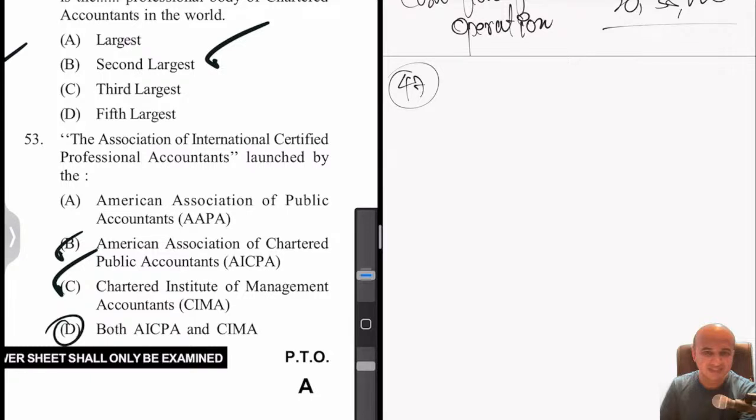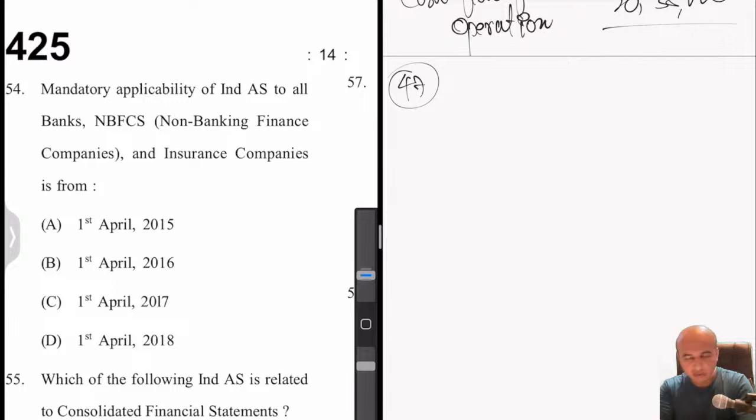Mandatory applicability of Indian accounting standards to all banks, NBFCs and insurance companies is from which date? Again, as I said, dates are important, section numbers are important, years are important, and days are important. I mean, number of days and penalty amounts are important. Those types of questions will be asked. Now in this case, it's again simple, nothing much to explain here. It came into effect on 1st April 2018.